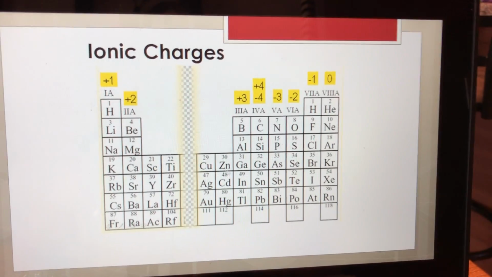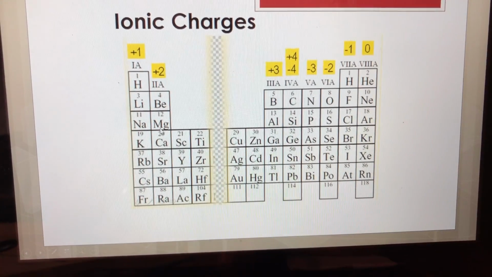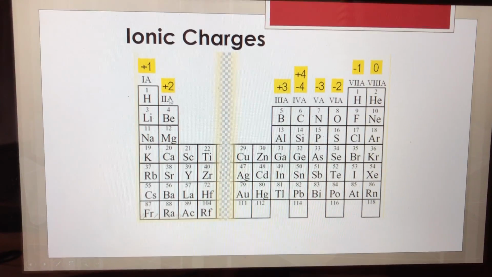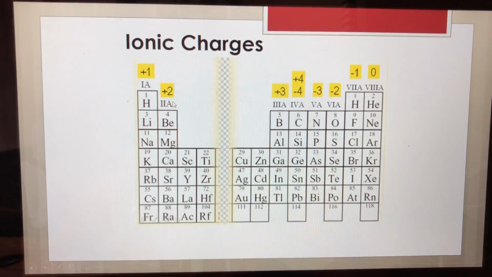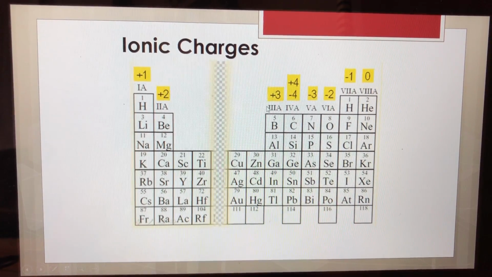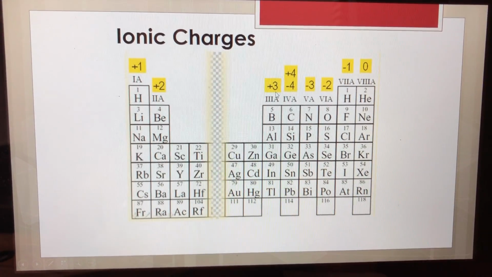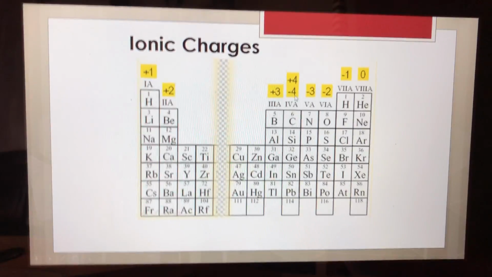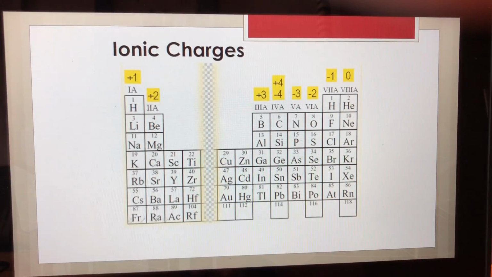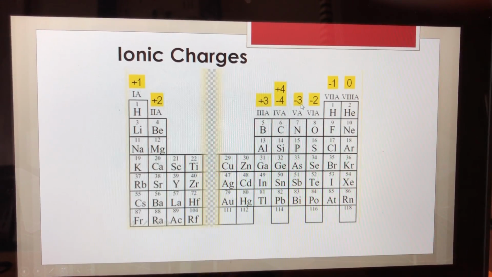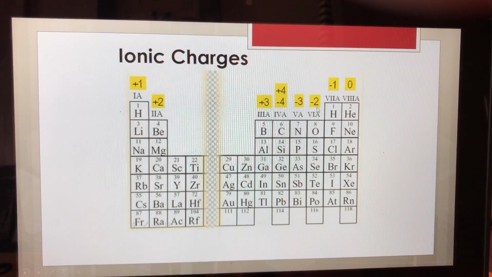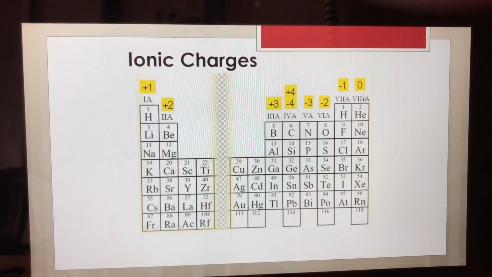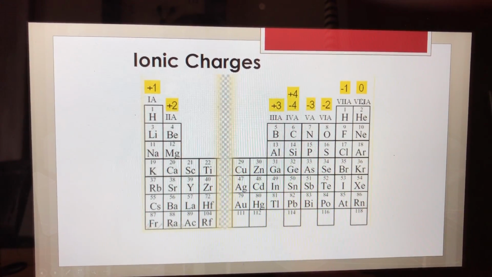Okay, so hopefully you know on your periodic table that family 1 always forms +1 ions. Family 2 always forms +2, and then we jump the transition atoms to family 3, which forms +3. Family 4 is +4 or -4. Family 5 is -3 because it's going to gain 3 electrons. Family 6 is -2, and family 7 is -1. And then family 8 does not react because it's already stable.